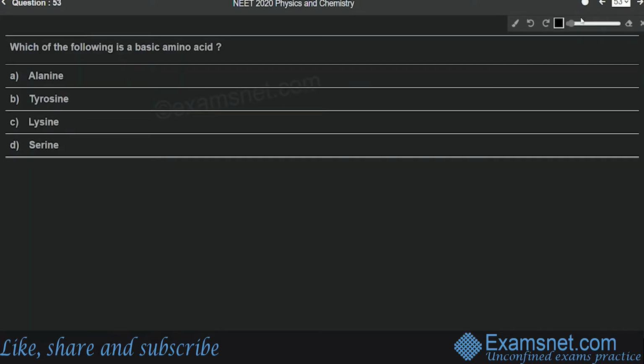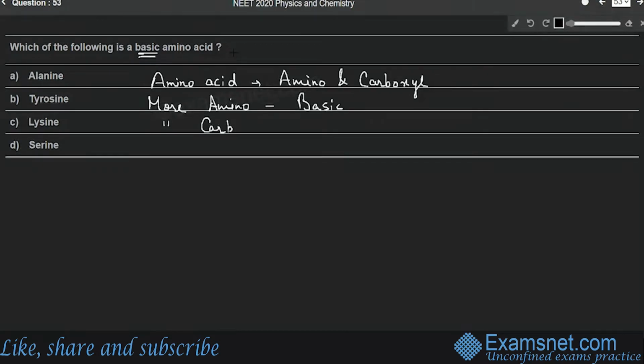Question number 53 is from the chapter Biomolecules, and the question is which of the following is a basic amino acid? So what do we mean by basic amino acid? We know that amino acids consist of both groups, amino group as well as carboxyl group, right? Suppose an amino acid has more amino groups than carboxyl groups, then it will be basic in nature. Whereas the amino acid in which the number of carboxyl groups is more than the amino groups will be acidic in nature.